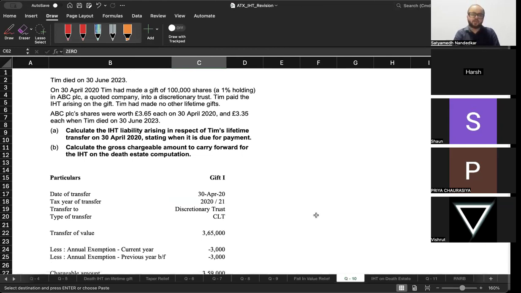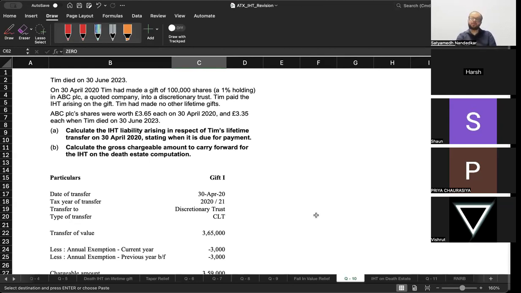Tim died on 30th June 2023. On 30th of April 2020, Tim had made a gift of 1 lakh shares, a 1% holding in ABC PLC, a quoted company, into a discretionary trust. Tim paid the IHT arising on the gift. Tim had made no other lifetime gifts. Okay? If Tim made a gift into a discretionary trust, then that is a CLT, in which the transfer of value is 3.65 per share.